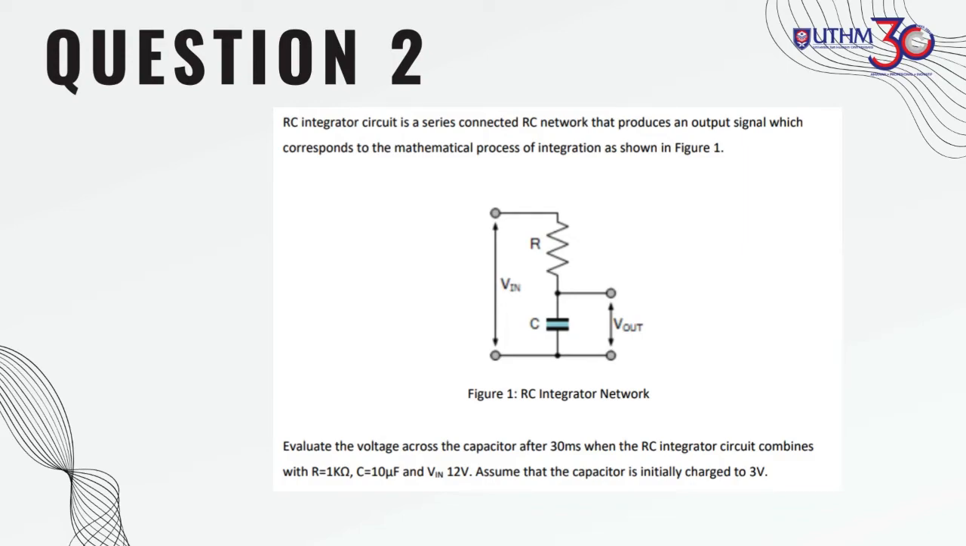Question number 2 briefly tells us about the RC integrator circuit. It states that the RC integrator circuit is a series connected RC network that produces an output signal corresponding to the mathematical process of integration, as shown in figure 1. The question asks us to evaluate the voltage across the capacitor after 30 milliseconds when the RC integrator circuit combines a resistor of 1 kilo ohm, a capacitor of 10 microfarad, and a voltage in of 12 volt. We need to assume that the capacitor is initially charged to 3 volt.